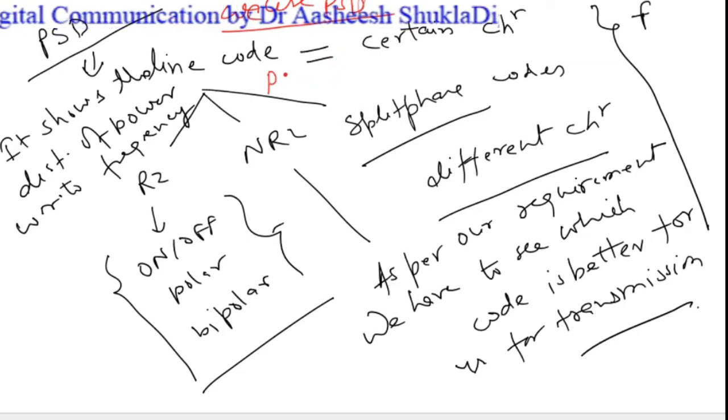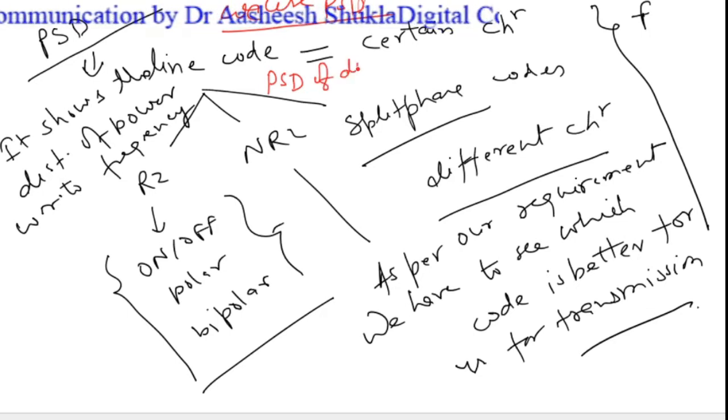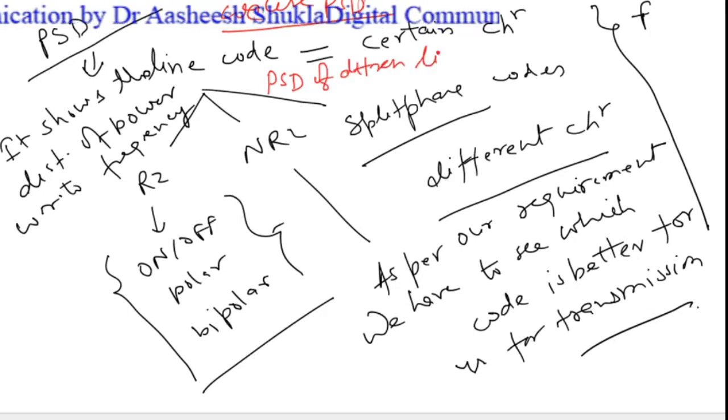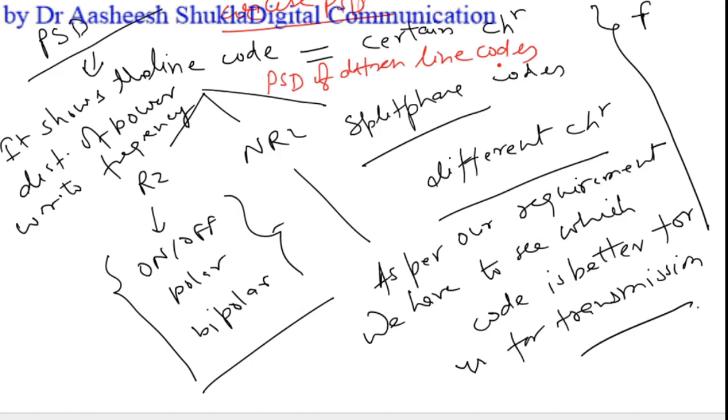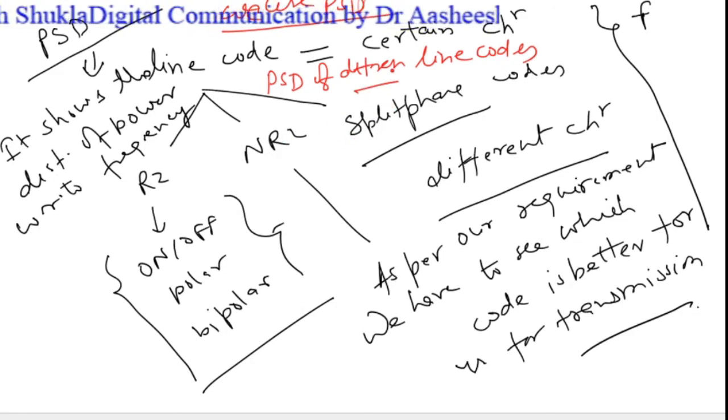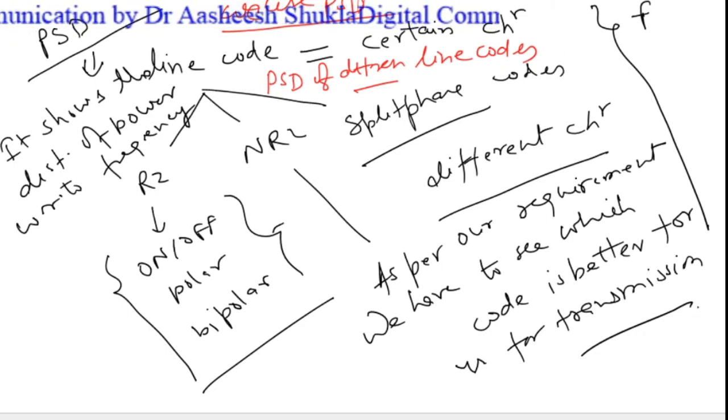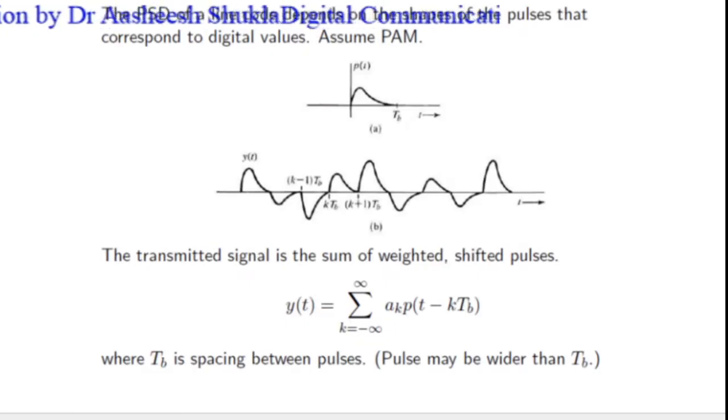We are going to find out the power spectral density of different line codes. Why? Because we want to check which line code can be better for us. That's why we want to do the analysis of the power spectral density of a line code. That's why I'm coming to this slide that shows the power spectral density of a line code.